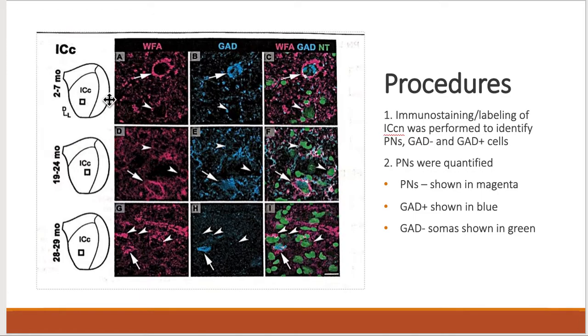This row here shows us the PNs and GAD+ and GAD- cells in the central nucleus of the IC in the 2 to 7 month old group. This row here shows us those structures in the 19 to 24 month old group. And then this row shows us those structures in the 28 to 29 month old group. Just by observing this image, we can see that the PNs in the group with the oldest rats are thicker. We can also see that the presence or expression of GAD+ cells has decreased, and the presence or expression of the GAD- cells has increased.